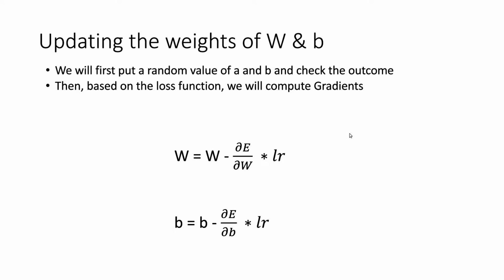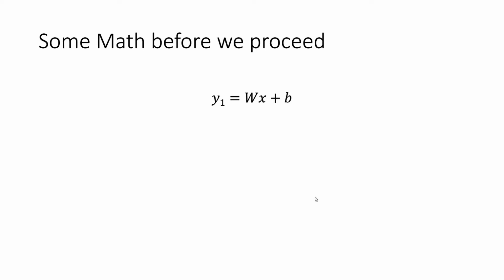Alright, so updating weights, the formula will remain the same. We are using the stochastic gradient descent method, so the formula will remain the same. E will be our loss function, and we will update the weights with this formula, and bias with this formula. So some math before we proceed. Now here is where the difference starts to come.